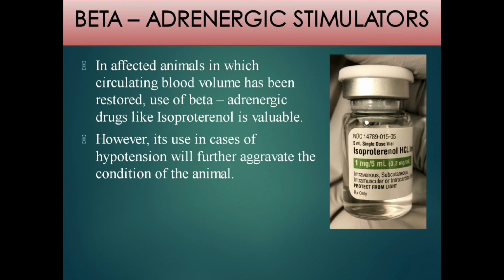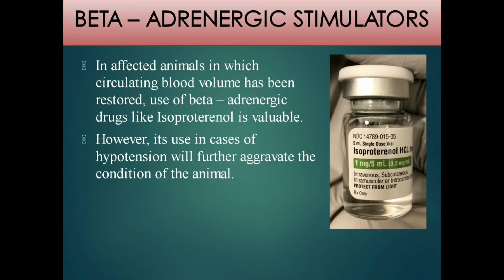Beta-adrenergic stimulators are helpful in cardiogenic shock in affected animals in which the circulating blood volume has been restored. The use of beta-adrenergic drugs like isoproterenol is valuable at a dose rate of 0.02 to 0.06 mg per kg body weight intravenously as a bolus infusion, and then 0.01 to 0.02 mg per kg body weight intravenously as a subsequent dose.